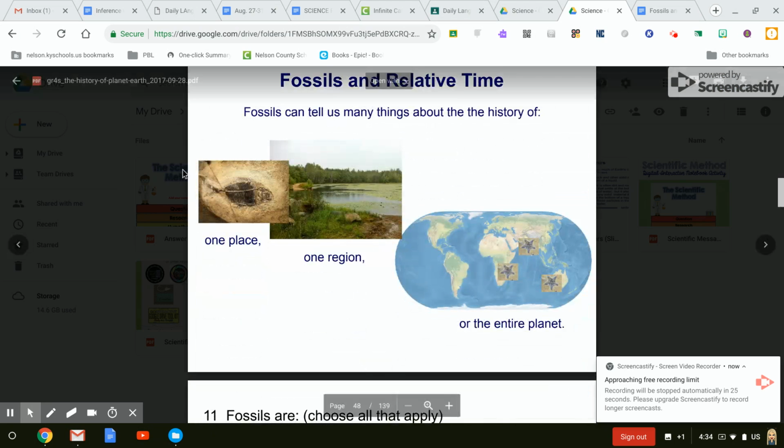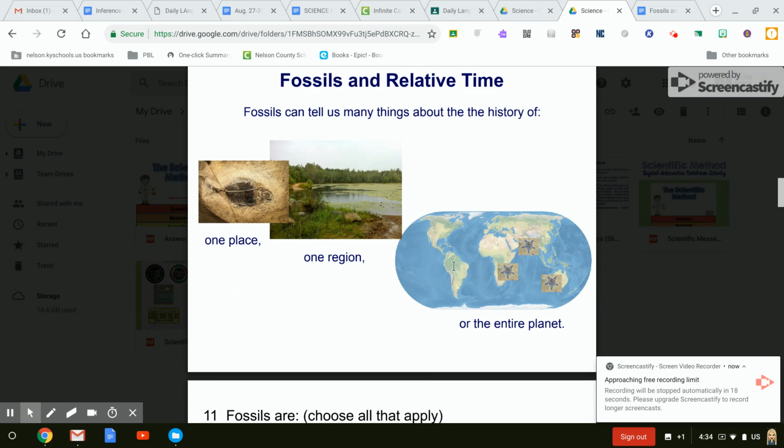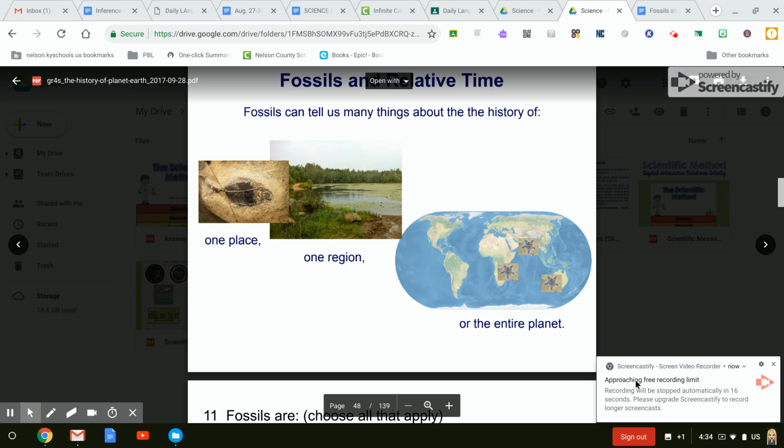So finally, fossils can tell us many things about the history of one place, one region, or the entire planet. And that's all for today.